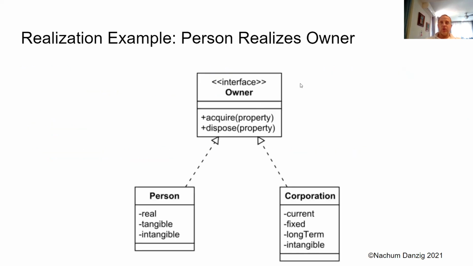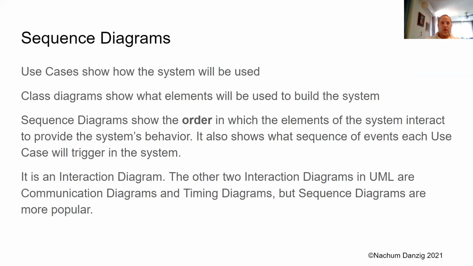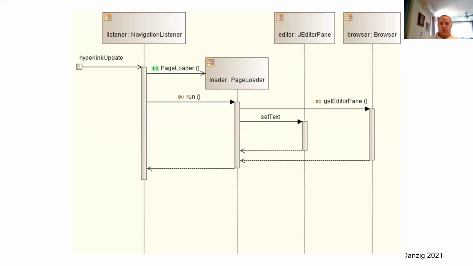So here's a realization example. Person realizes Owner. Owner is an interface, and it has functions called acquire property and dispose of property. You don't write it here, but he'll have to actually implement these things. Anyway, the point is, where before we used a solid line, here we use a dotted line. Okay. Now we're on to a new topic, which you haven't learned before.